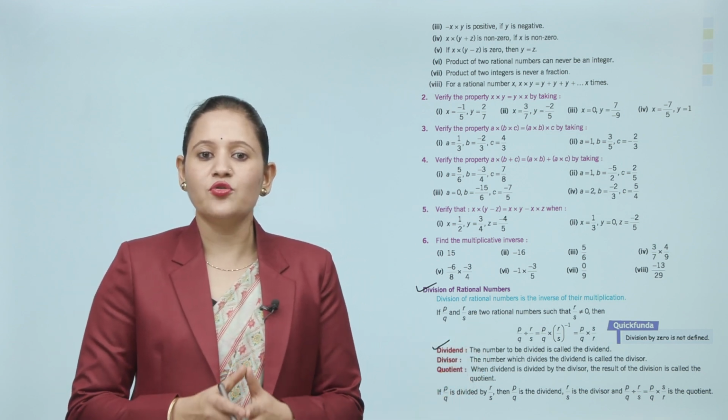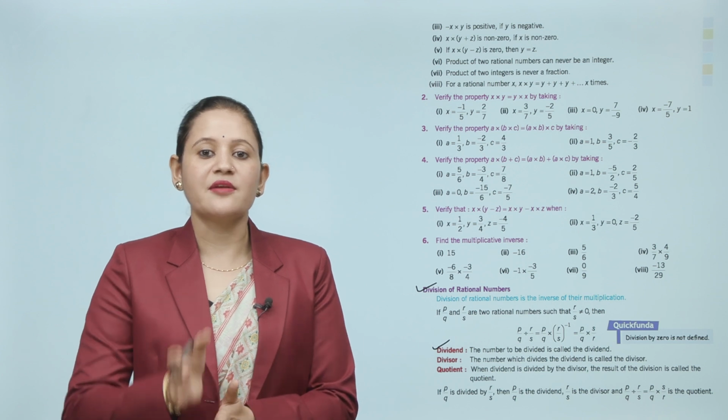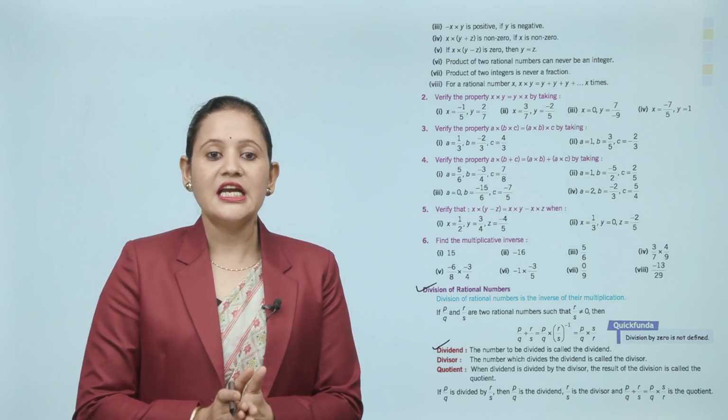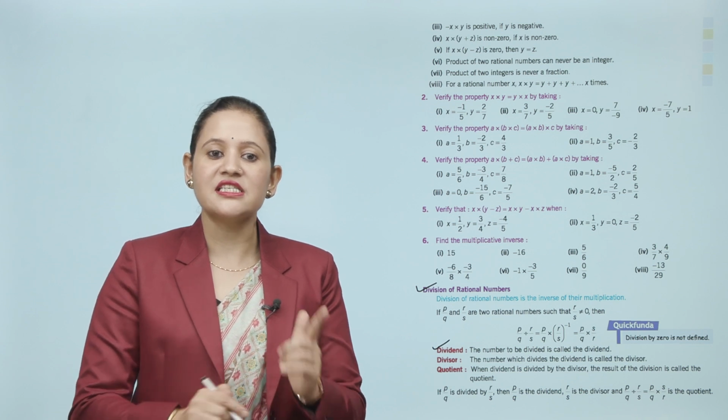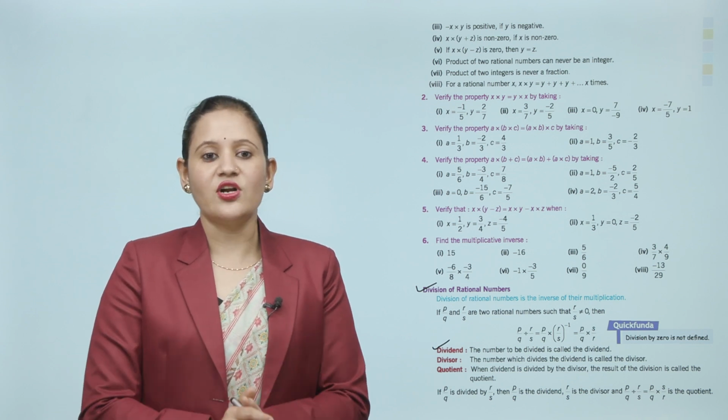The number to be divided is called the dividend. जिस नंबर को डिवाइड करना है, that is called dividend. Divisor, the number which divides the dividend is called the divisor. Means जिस नंबर से डिवाइड करना है, that is called divisor.